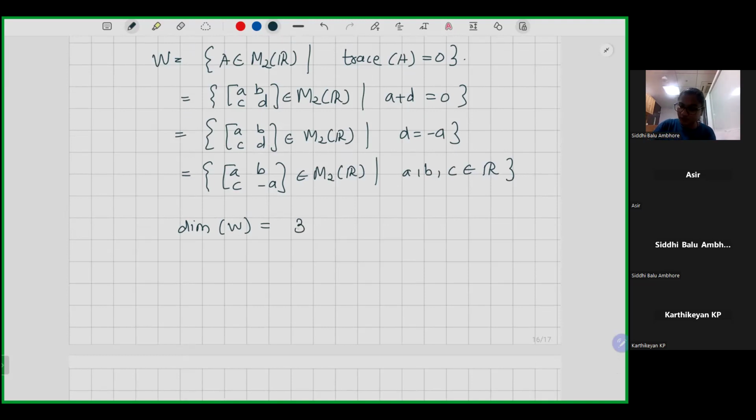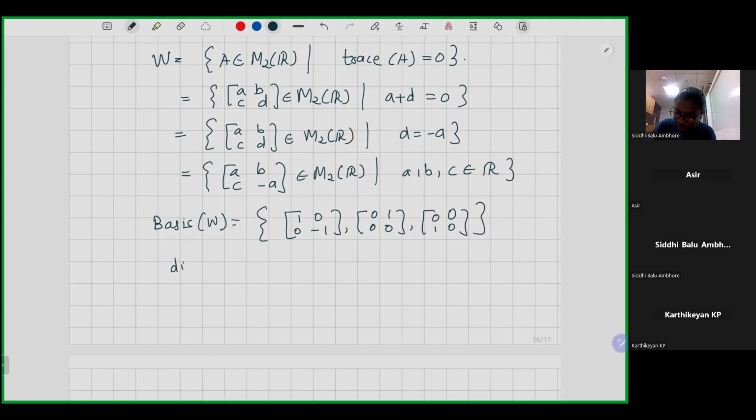So the dimension of W is 3 because we have 3 linearly independent vectors. If I want to write the basis of W, it is (1, 0, 0, -1), (0, 1, 0, 0), (0, 0, 1, 0). And the dimension of W then becomes 3.